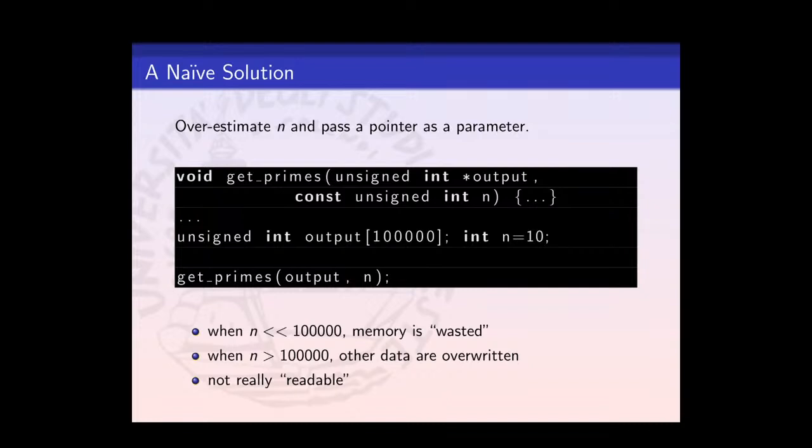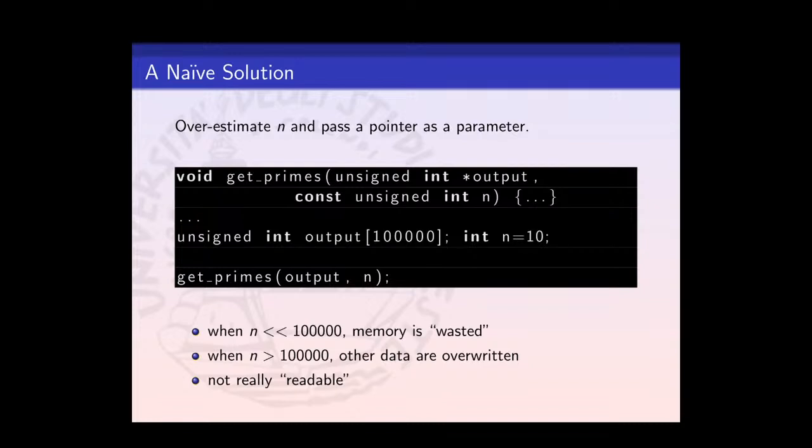For instance, I can do it by the last two lines. So the first line, I'm declaring the output array, and in the last line, I'm basically calling the function, which is able to compute the first n prime numbers. But also this solution has some drawbacks.